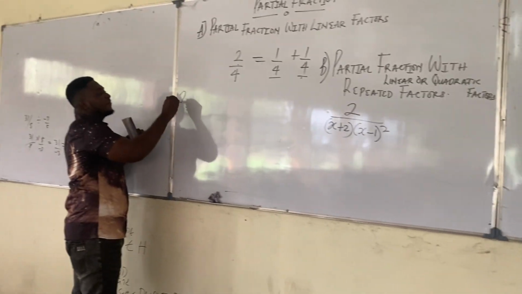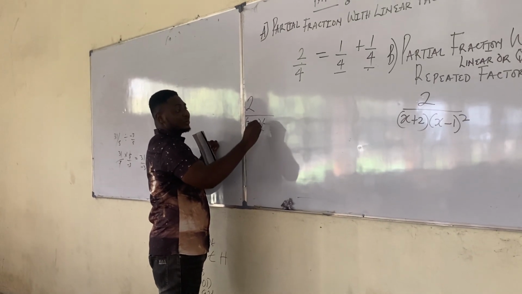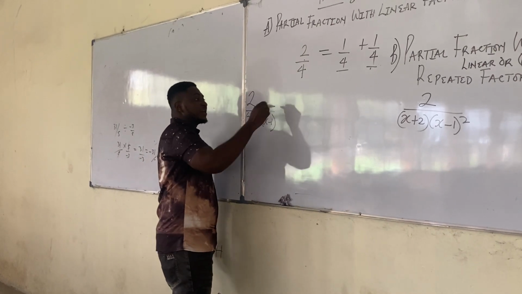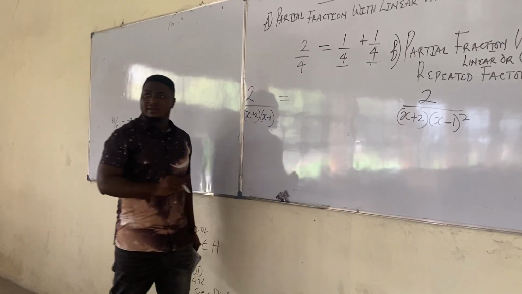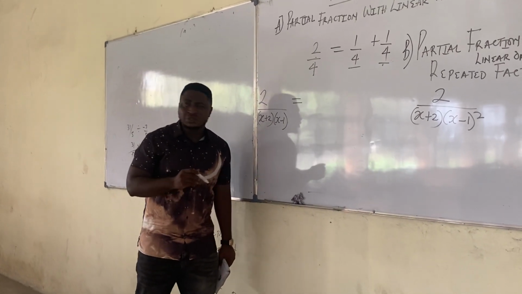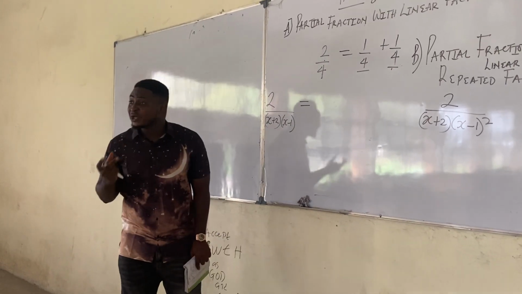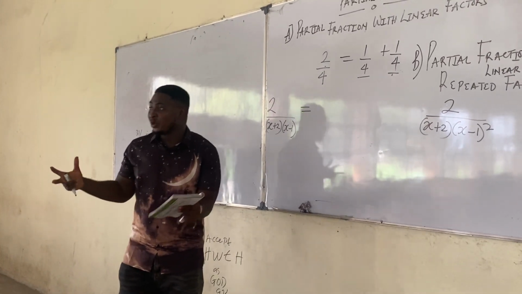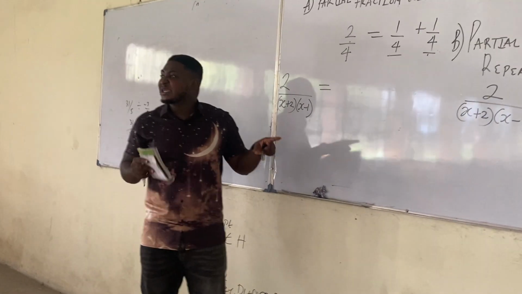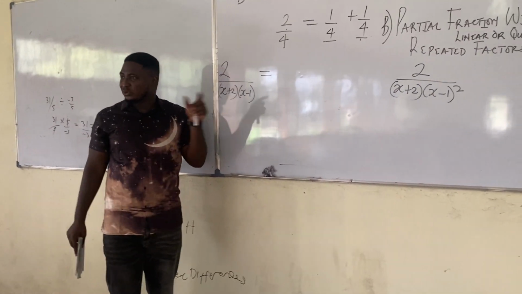How do you resolve partial fraction with linear factors? 2 all over x plus 2 and x minus 1. Class, in this kind of partial fraction, let me tell you something. How can we know the number of fractions that this particular fraction contains? Because partial fraction means the smaller fractions that can be added up to give a main fraction, right? So if you have to decompose this fraction into its partial fractions, the question you should ask yourself is, how many partial fractions can this fraction produce?